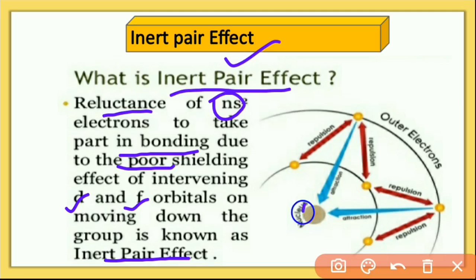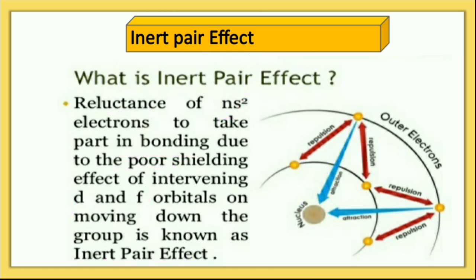See in this picture, the attraction force between the nucleus and valence electrons increases due to poor shielding effect, because of the presence of filled d and f orbitals. So the electrons in these filled d and f orbitals interfere in the participation of ns2 electrons, and this effect increases when we move down the group, and this phenomenon is called inert pair effect.